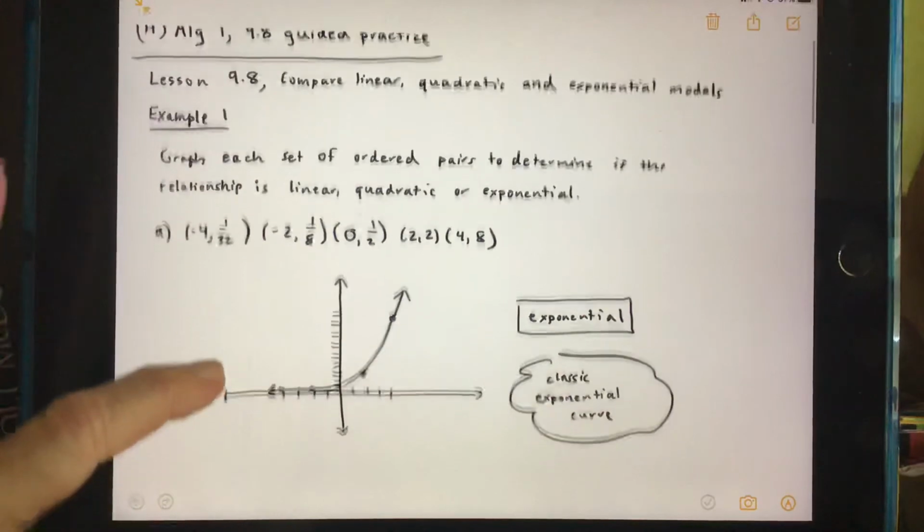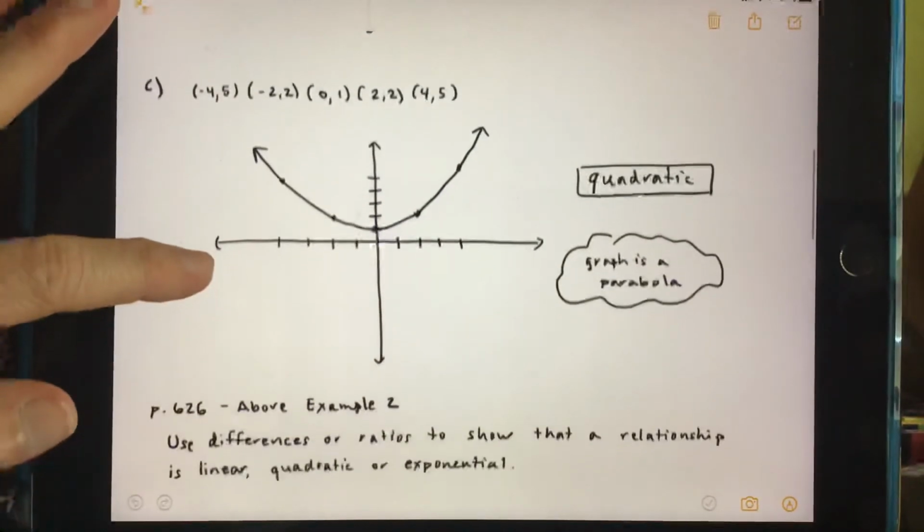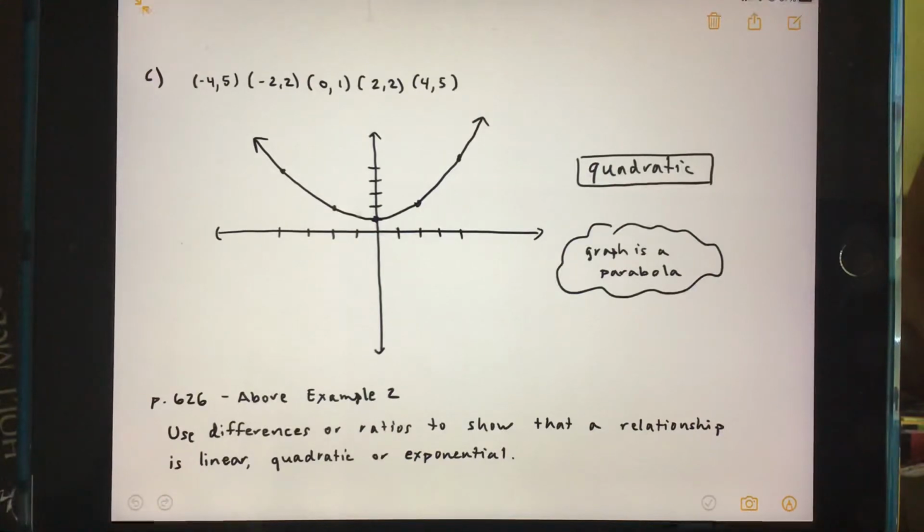So on part B, we're graphing the ordered pairs that you see here, and when we connect those points, we see a very straight line. So we conclude this is a linear relationship. The graph is a line. Letter C. These ordered pairs, when we graph them, create a parabola. And we know that anytime we see a parabola, that is a quadratic relationship.